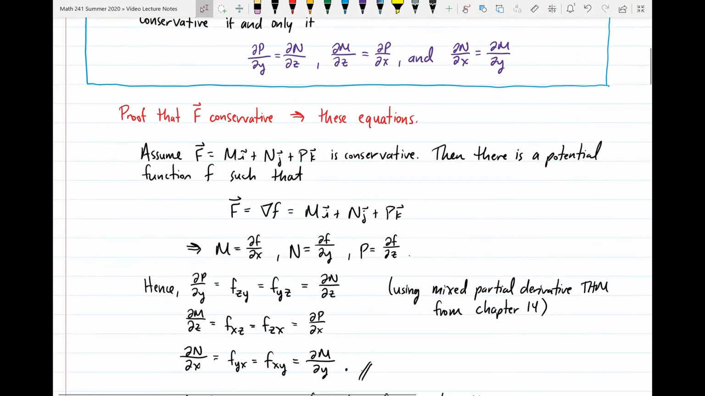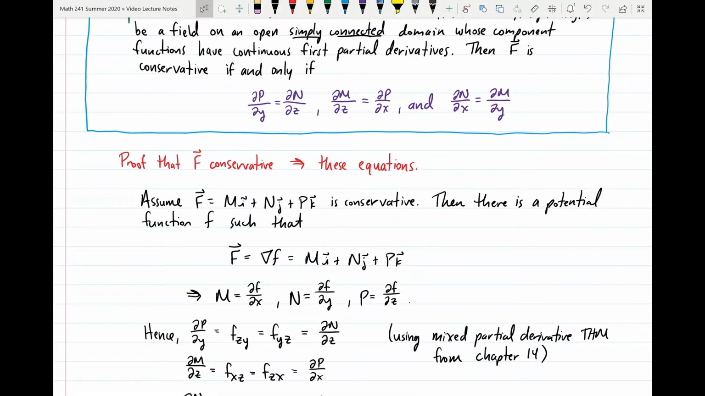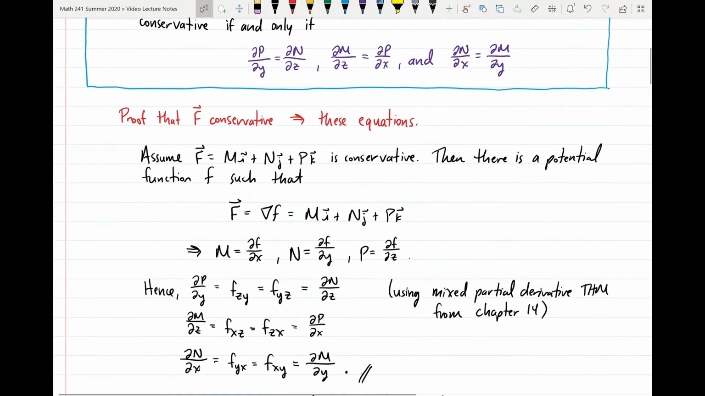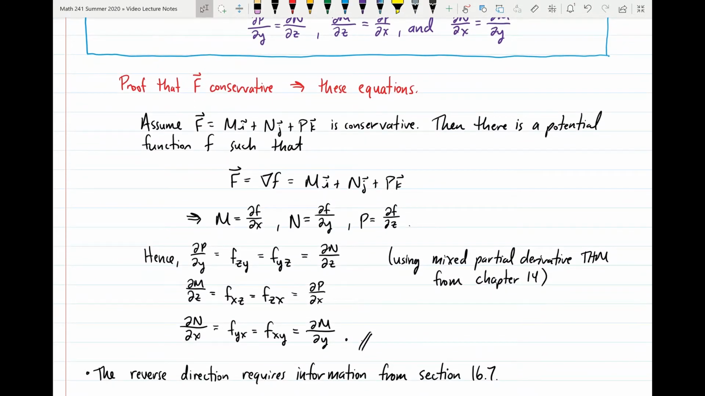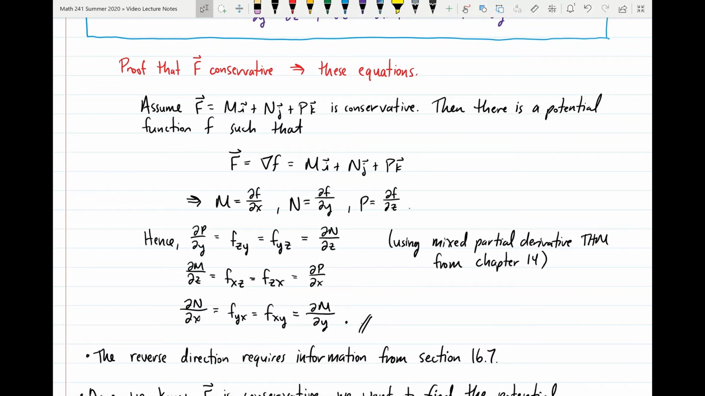So we will only prove the first direction here, since the reverse direction, proving that these three equations imply that F is conservative, requires some material from section 16.7, which we won't even cover in this course. But we will prove the first direction here. So assume that we have a vector field F equals Mi plus Nj plus Pk, and assume that this vector field is conservative, then we want to show that these equations hold.